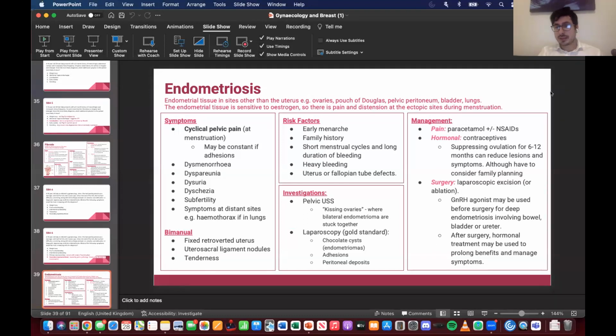After surgery, you may want to continue the hormonal treatment to prolong the benefits, but again, you have to consider family planning in this.